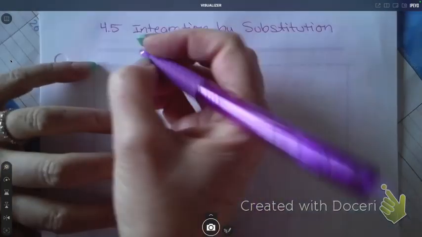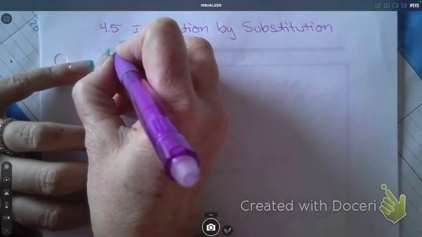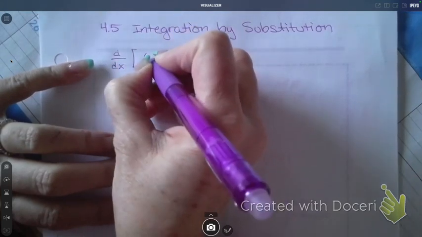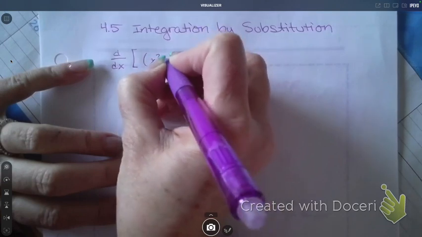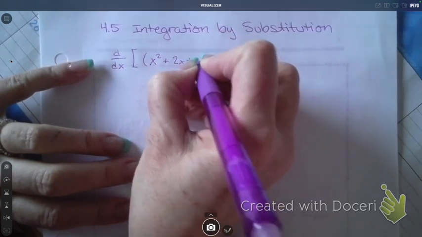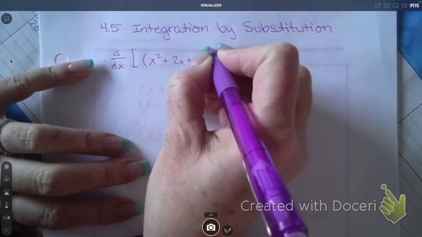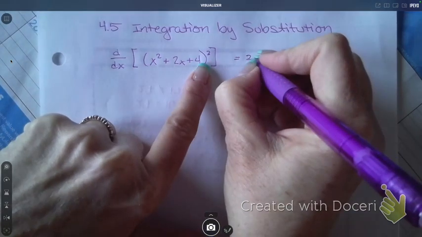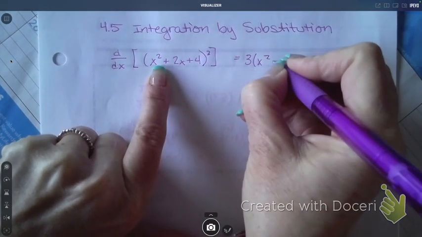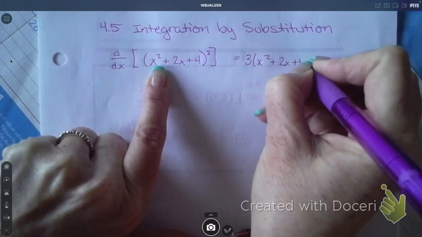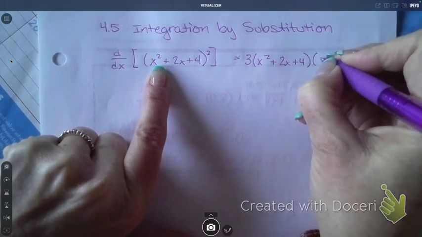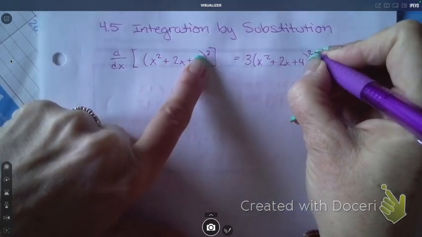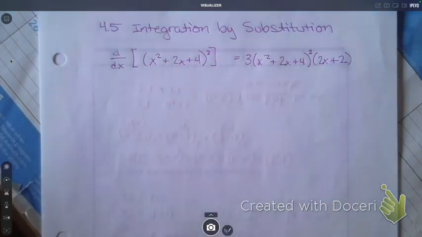So when you did the derivative, let's say if I did d/dx of (x squared plus 2x plus 4) cubed. Okay, so you would have told me that was what? 3 times (x squared plus 2x plus 4) squared times (2x plus 2). Oh, I forgot to put this square a second. Yes? Yeah. Okay, so we did that.